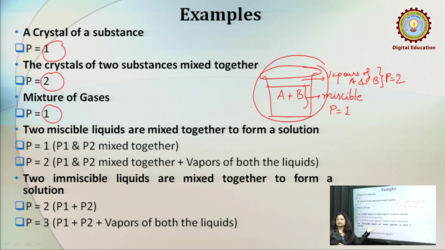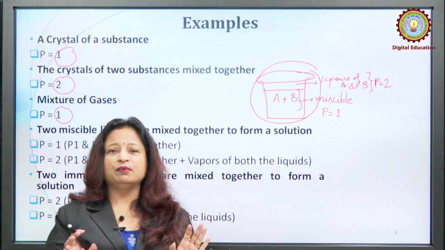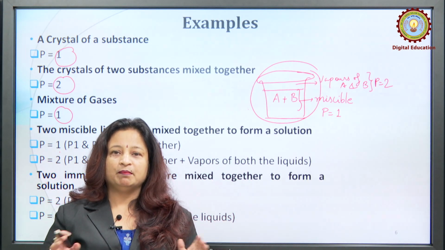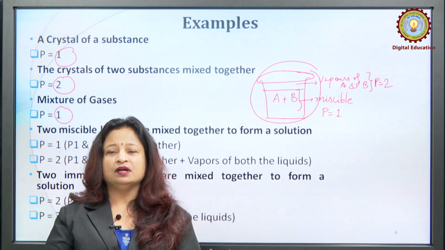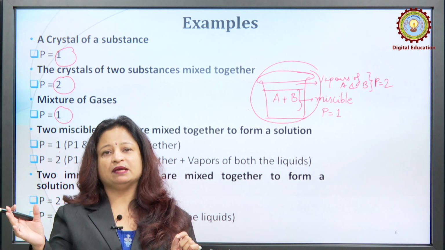Similarly, you can consider the last example. Here you can see there are 2 immiscible liquids mixed together. So when 2 immiscible liquids are there, then definitely we can say that the number of phases will be 2 only because they are immiscible. But if we consider the system as a whole, then 2 immiscible liquids plus vapors of both the immiscible liquids.